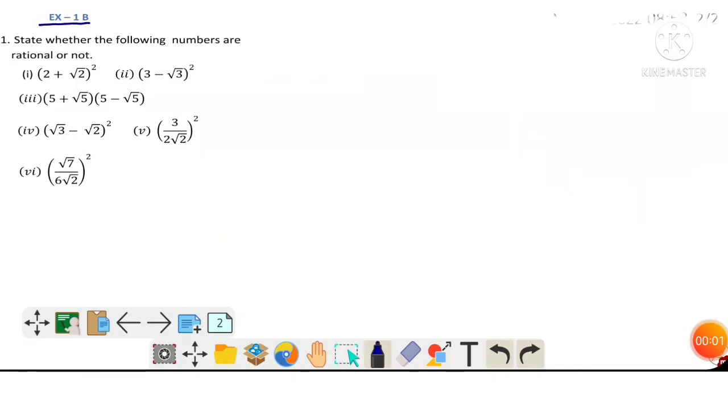So that was all in exercise 1A. Now we are going to do exercise 1B questions. State whether the following numbers are rational or not. Question number 1.